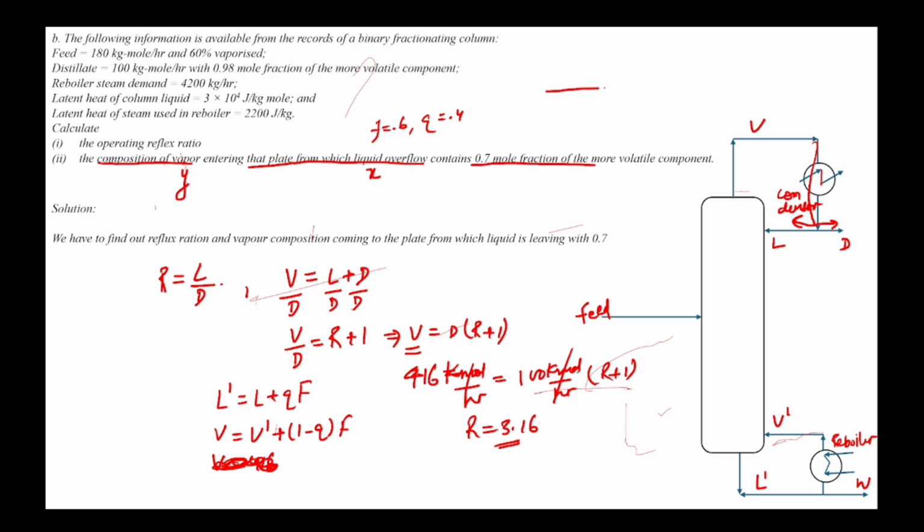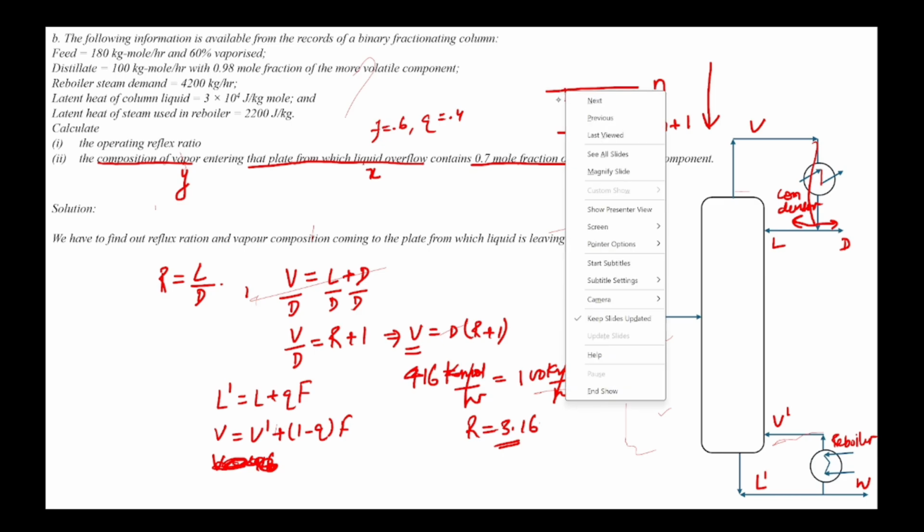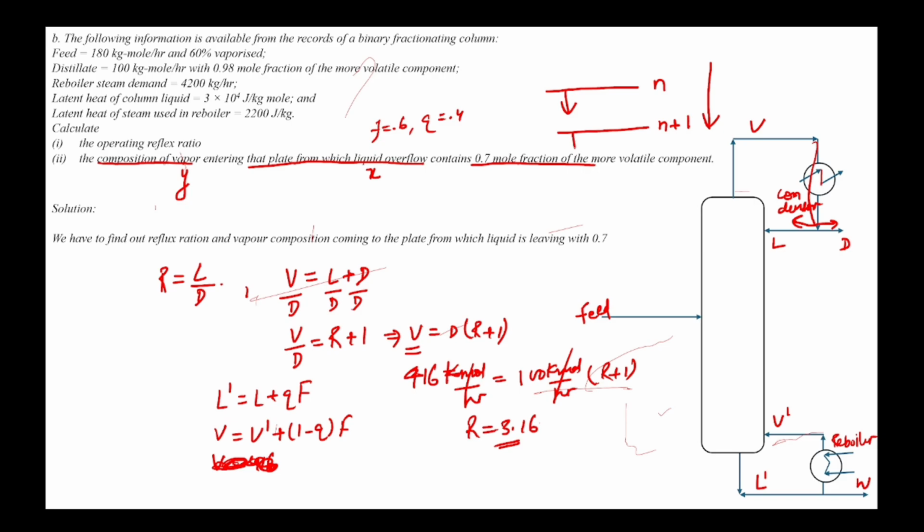Suppose I have plates N and N plus 1. Plates will increase going from top to bottom. And since this is liquid, it will come down. Vapor will go up. Now, composition of vapor means Y. So this is yn plus 1, and this is xn plus 1. Composition of vapor entering the plate.